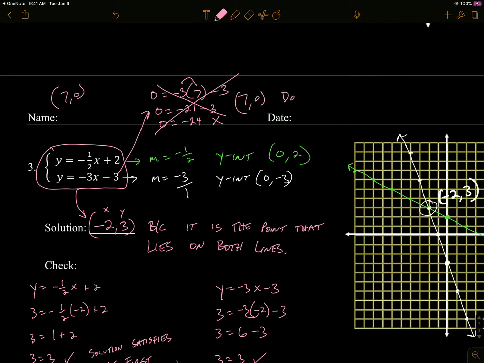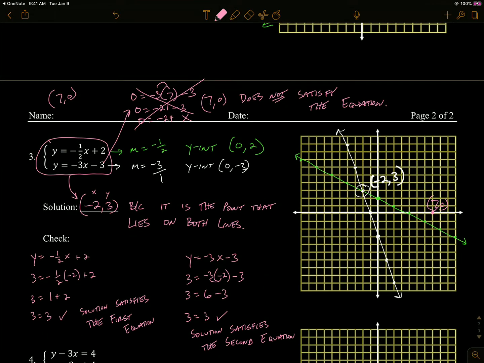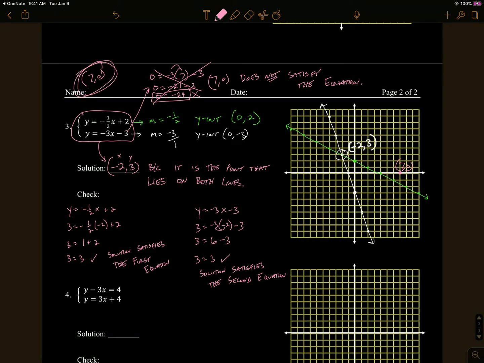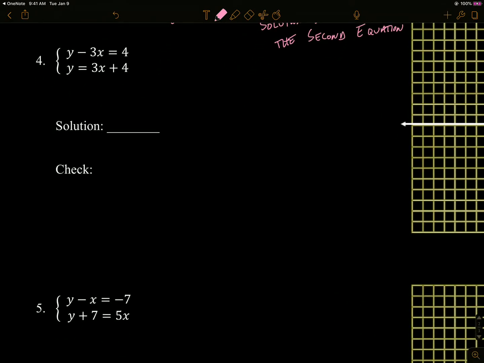(7, 0) does not satisfy the equation. That means it's not a solution to the system. It's not even a solution to that line. So I wanted to have you look at what happens when it's not a solution. You get a false statement right here, which means it does not satisfy the equation. That's how you check. All right, so the solution to the system will satisfy both.